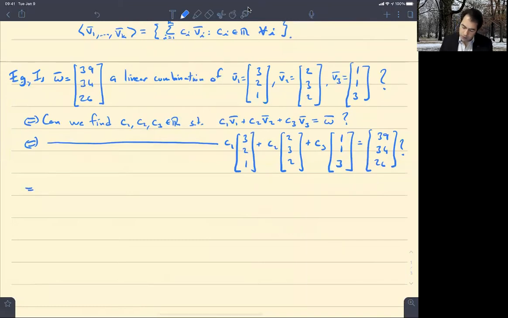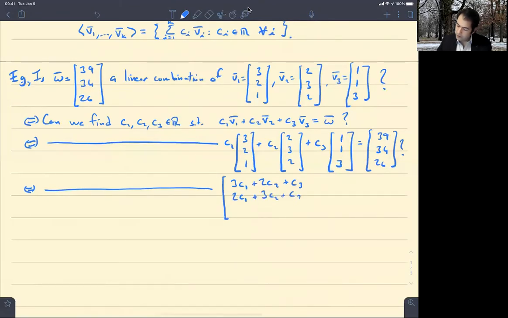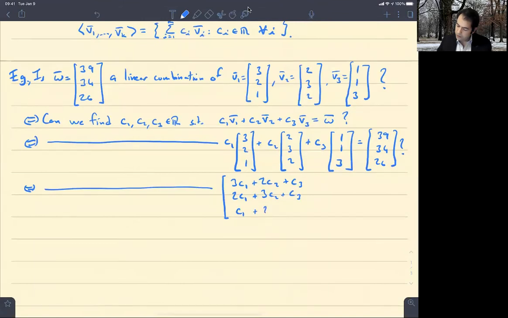Okay, well, this is still equivalent to asking, so let's just do the vector addition directly here. Can we find c1, c2, c3 real numbers such that 3c1 plus 2c2 plus c3, and then 2c1 plus 3c2 plus c3, and then c1 plus 2c2 plus 3c3 is equal to 39, 34, 26?